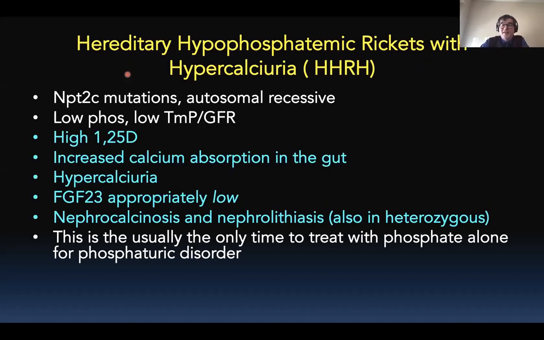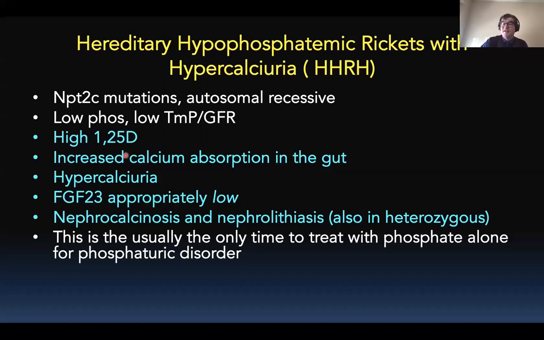One notable one is hereditary hypophosphatemic rickets with hypercalciuria. It's due to recessive mutations in one of the main sodium phosphate transporters in the kidney, SLC34A3 (NaPi2c). And so they have renal phosphate losses, and they do compensate by making high 125D. Now that may be partly mediated because FGF23 is appropriately suppressed. But as a result of the high 125D, they are hyper-absorbing calcium in the gut.